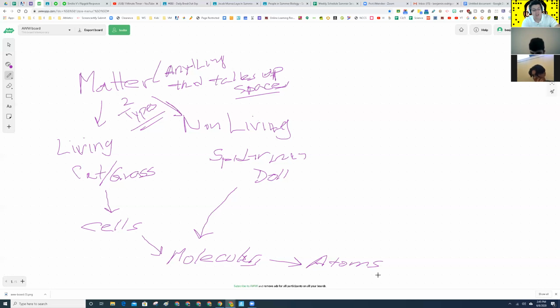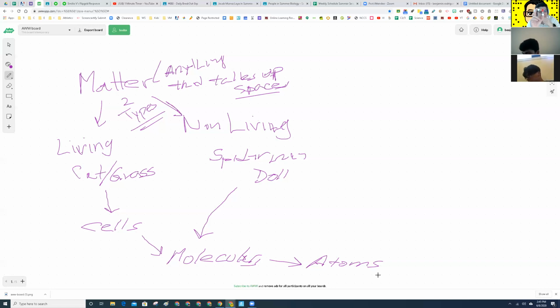Now we have 4 atoms, and you better know the names of these 4 atoms for the quiz today. Now, when you put atoms together, you get things like this. What are these? A molecule. Jacob, what's the name of this molecule? Carbon dioxide? No.